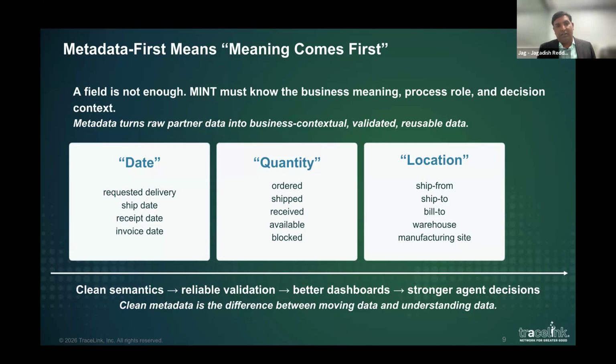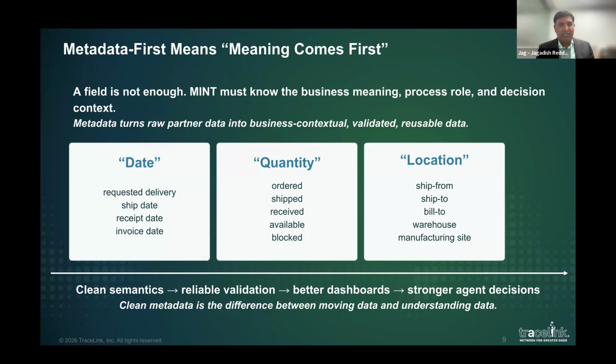But within each transaction, how do you differentiate between a date versus a requested date? When we define our metadata, we define what a date means. A date has a business context. If it is requested, whoever is sending the transaction is requesting it to be delivered by this date. And the one who is shipping is saying this is my ship date. So when we are defining metadata itself, we are saying what the definition is and what the business meaning of it is, not just an attribute. A field is not enough for anyone to understand. Mint must know the business meaning, process, role, and decision context. And this is where metadata turns raw partner data into business contextual, validated, and reusable data.